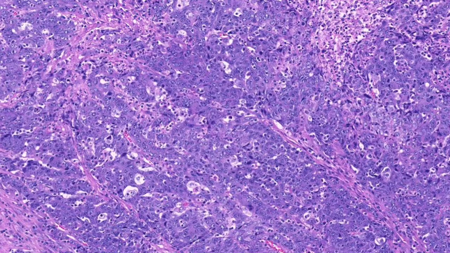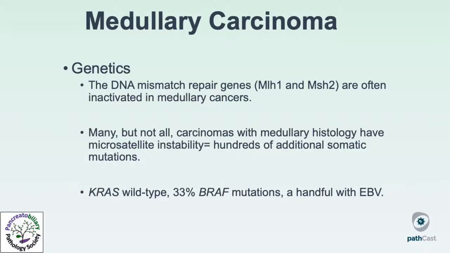Here's another example of a medullary carcinoma. Again, poor differentiation, syncytial growth pattern, and then the prominent intratumoral lymphocytes. So genetically, medullary carcinomas can have inactivation of DNA mismatch repair genes like MLH1 and MSH2. This can lead to microsatellite instability, which means that they have hundreds of additional somatic mutations. These are often KRAS wild type, they can have BRAF mutations, and a handful of them have been associated with Epstein-Barr virus.